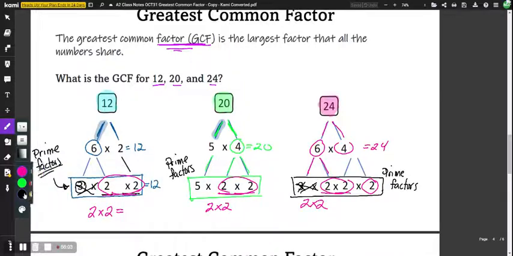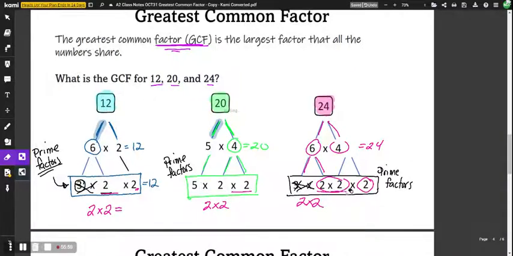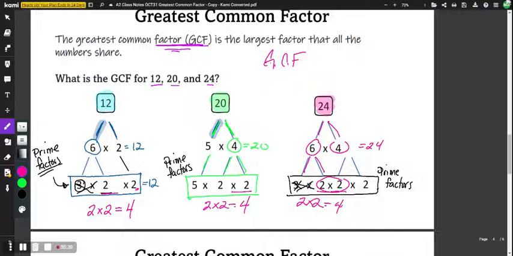We're not going to worry about the other numbers that aren't common, like this extra 2 or this 5. We're just going to worry about the ones that are common, which means 2 times 2 is 4. So our greatest common factor for 12, 20, and 24 is 4.